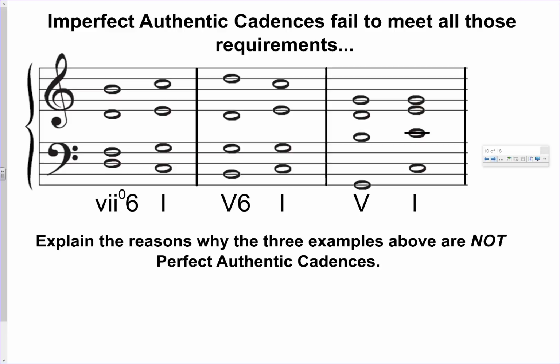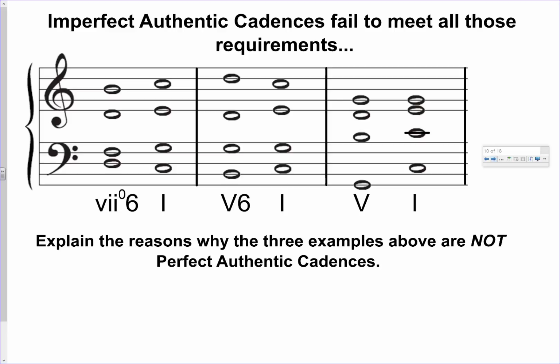In the first measure, we can clearly see that the bass is not singing Sol, Do. It's not a 5 to a 1, it's a 7 diminished 6th to a 1. Even though the soprano is singing Do in the last chord, it's not a 5-1 progression, so that's why this is imperfect authentic. In the second measure, we have a 5-6 to a 1. The 5 chord is in first inversion. The bass is singing Ti, Do, not Sol, Do.